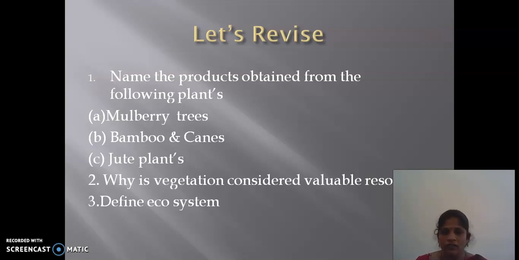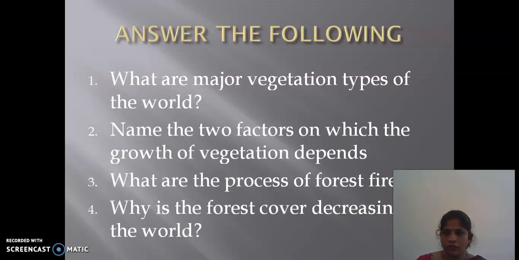Then, why is vegetation considered valuable resources? Yes, you say, children, without vegetation, living organisms such as humans, birds, plants are unable to live on the earth. So it is considered a great valuable resource for everyone. Then define ecosystem. The plants and animals, or the biotic and abiotic factors, that are interdependent or interrelated to each other form the ecosystem.